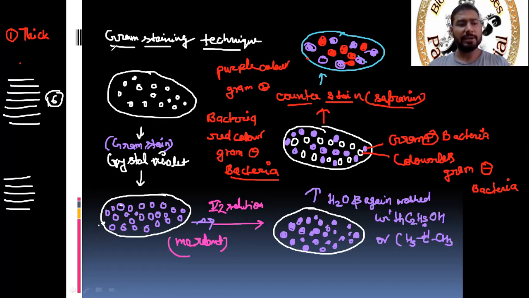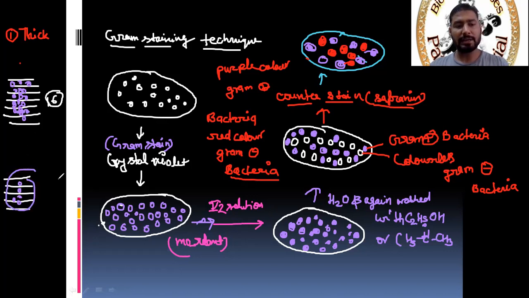Suppose you use the crystal violet. The crystal violet enters deep inside the cell wall, because the cell wall is thick. But in the case of gram negative bacteria, it is only thin, only 2 to 3 layers. Then what happened? It will enter but cannot penetrate deep inside, because it is already thin. In this way, I think your concept is clear, because this is the thin and this is the thick.